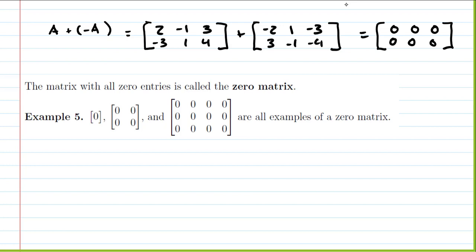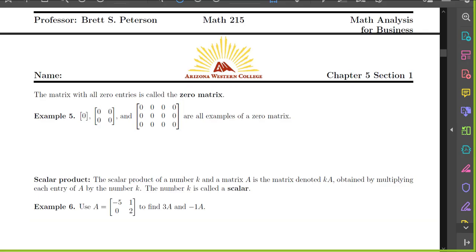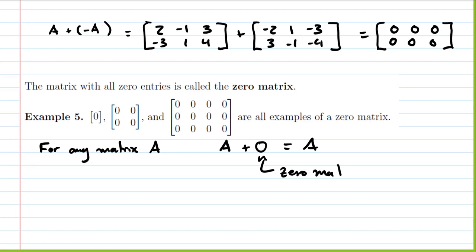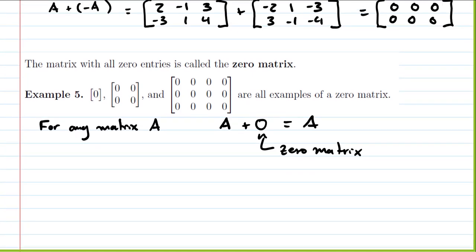So the zero matrix behaves like the number 0 does in the real numbers. What I mean by that is that for any matrix A, A plus the zero matrix is going to be A. Just like if you take any real number, if I take the number 3 and I add 0 to it, what do I get? 3. If I take the number x and I add 0 to it, what do I get? X. The zero matrix is going to behave exactly like the number 0.